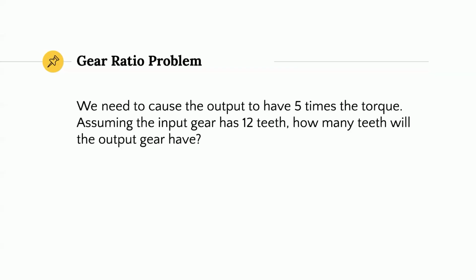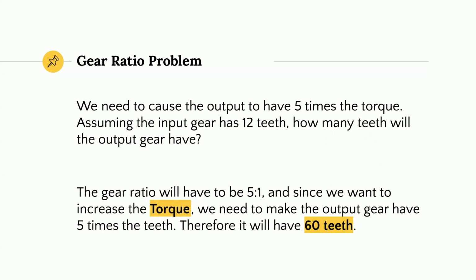So here's a gear ratio problem. We need to cause the output to have 5 times the torque. Assuming the input gear has 12 teeth, how many teeth will the output gear have? So the correct answer here is that the gear ratio has to be 5 to 1. And since we want to increase the torque, we need to make the output gear have 5 times the teeth. Therefore, it will have 60 teeth.